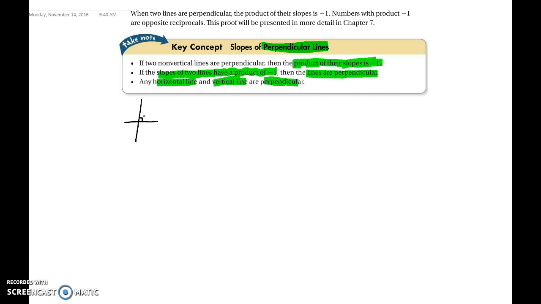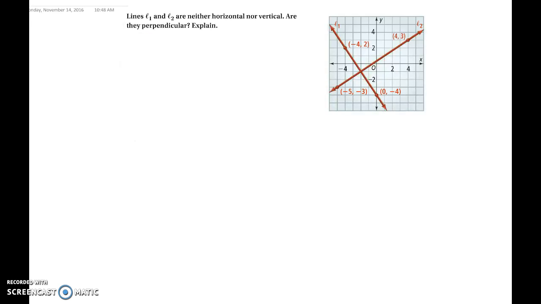Alright, so now we're going to do a couple examples. The first example is to determine if line 1 is perpendicular to line 2. Same as before, we're going to use our slope formula, because we have to find the slopes of each. So it's y2 minus y1 over x2 minus x1. We will find the slope for line 1.